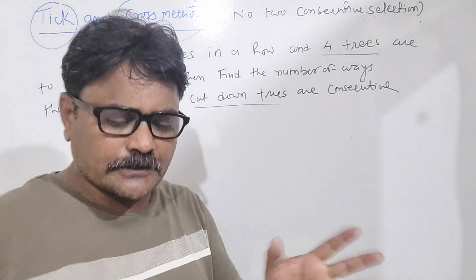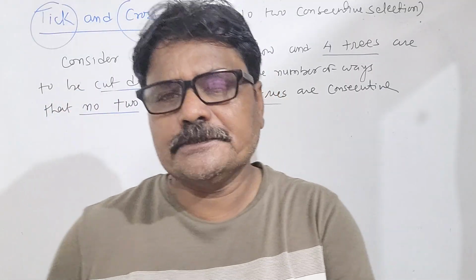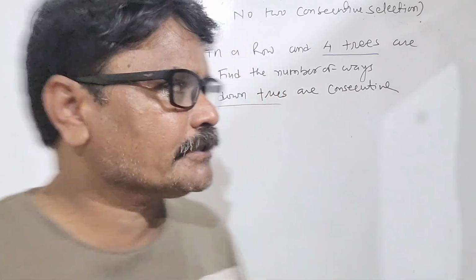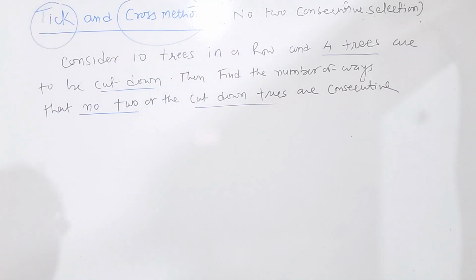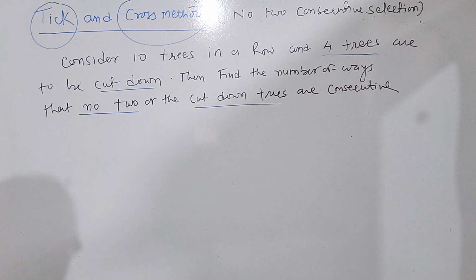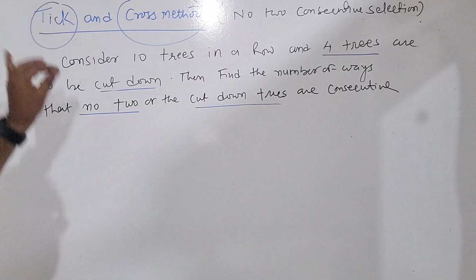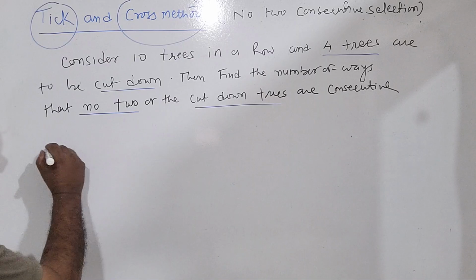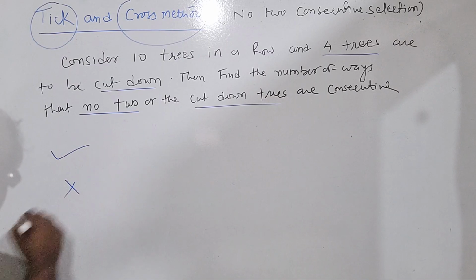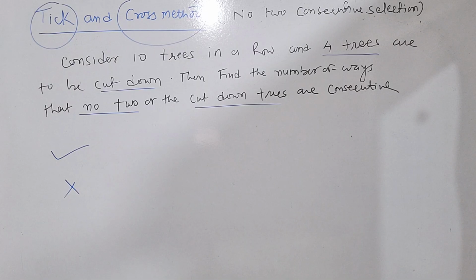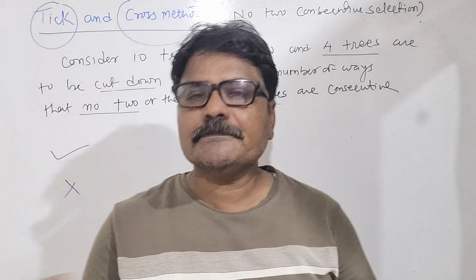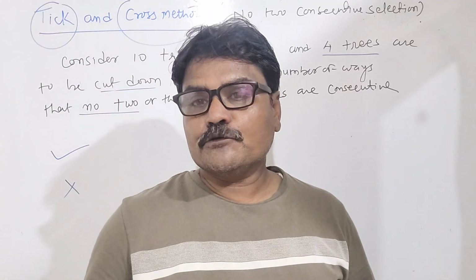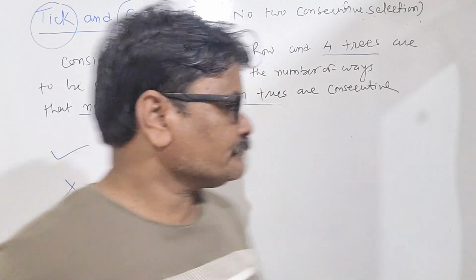This is the topic, that is, we have to select certain objects, more than two objects, and out of these objects no two selections must be consecutive. We will solve problems based on this concept by using the tick and cross method. Now what is the tick and cross method? See, tick means these are the ticks, cross means like that. And also we will use the concept of the arrangement of identical objects. We know that identical objects can be arranged in a row in one way only.